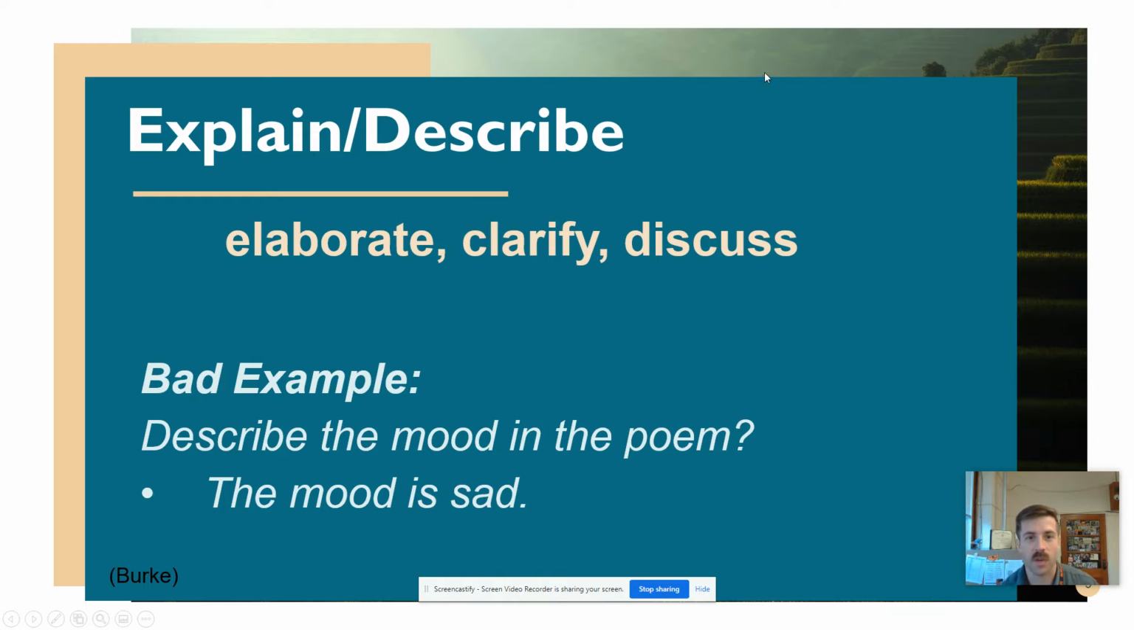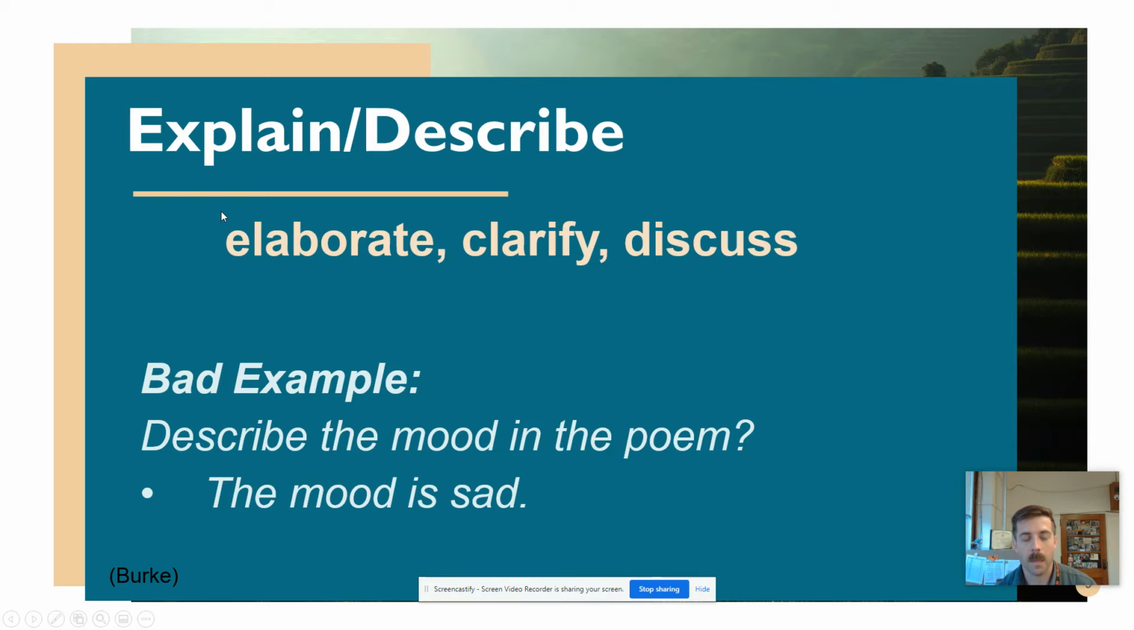Next term is to explain or describe. And this is where we start getting into longer answers. Because if I'm asking you to explain something, I really want you to go to elaborate details, to really discuss, tell me a story, give me something to latch onto.